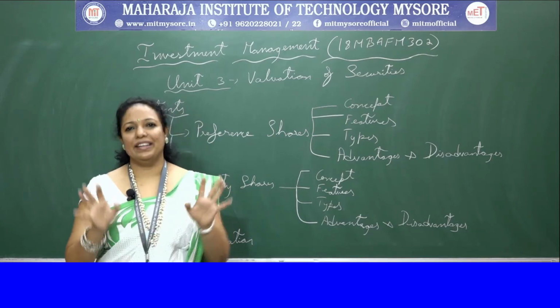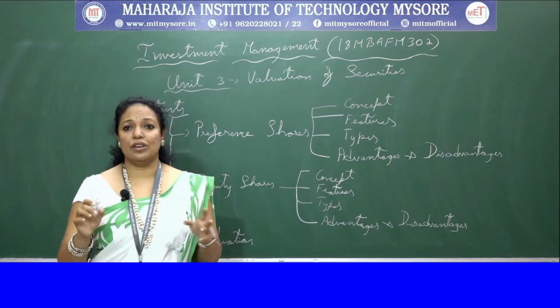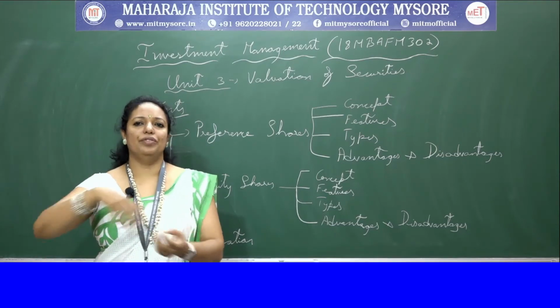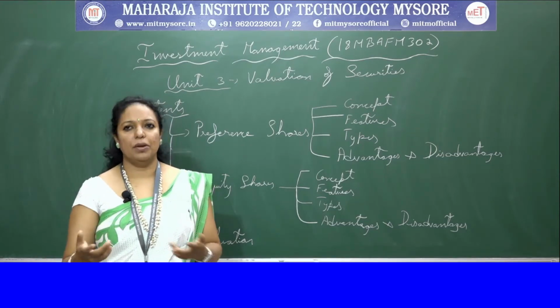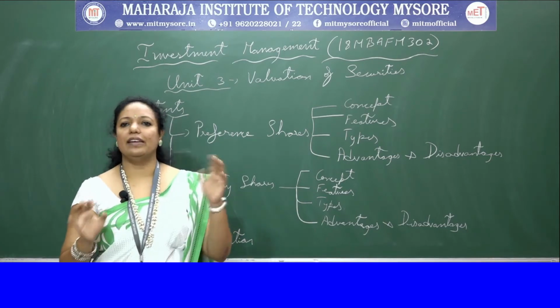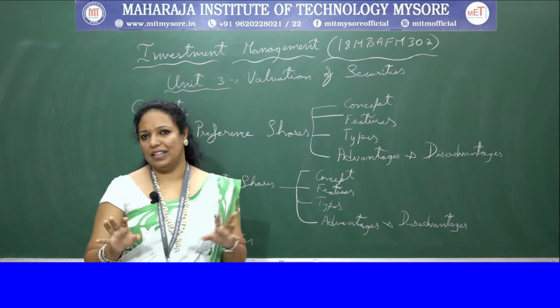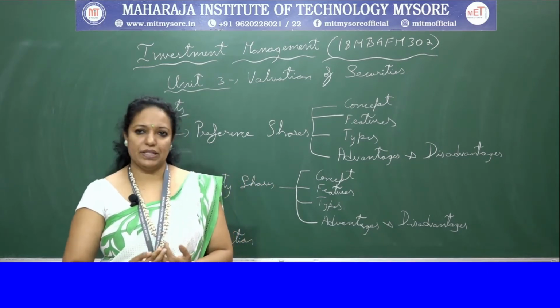And next is no interference. Preference shareholders do not have any kind of voting rights. So there will not be any decision making or ownership or control over the company. Their interference will be equal to nil, we can say. They will not interfere in the affairs of the business.